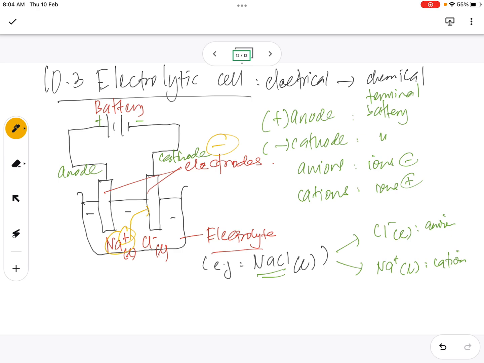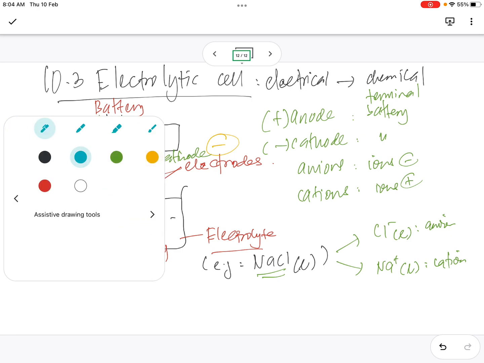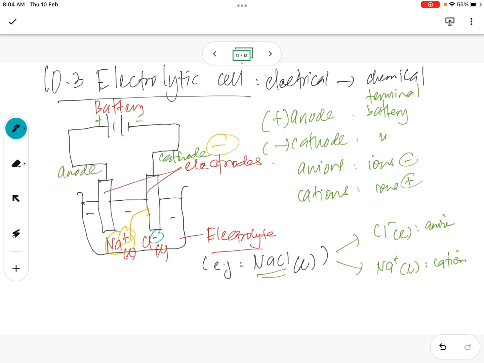Okay. Similarly, kalau kita tengok satu lagi, kita ada Cl negative. Cl negative is an anion. It will be attracted to the anode. Okay, Cl negative will be attracted to anode. Okay, so negative attracted to anode. Anode is positive. Okay, tengok charge battery, terminal battery, sorry.